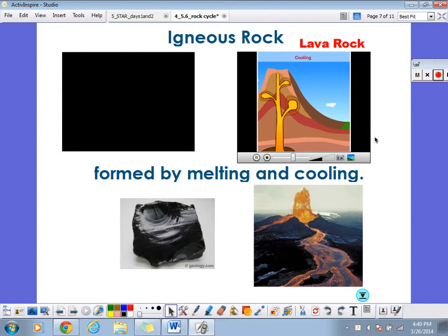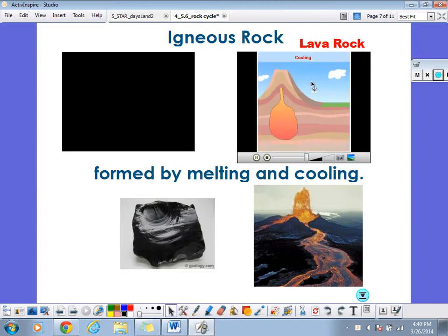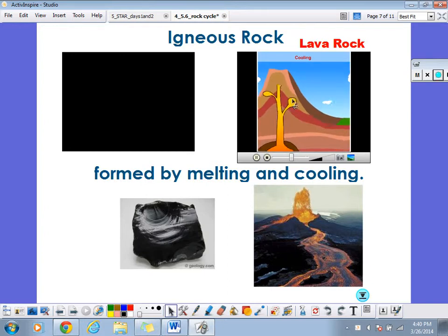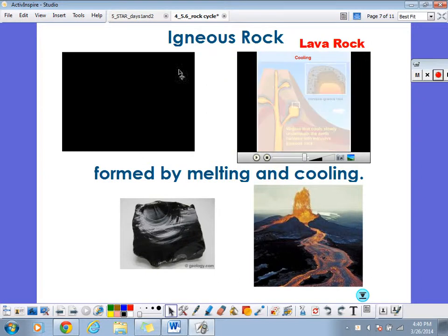So let's watch again. Whenever the magma gets cold, it turns into crystals, turns back into rock. So let's watch one more time. The magma can come out and get cold outside of the volcano, or it can stay underneath the ground but pretty close to the outside, and it will cool there and also turn into a rock. So what happens is igneous rock is formed by melting and cooling. First it melts into lava, and then it cools into the rock.